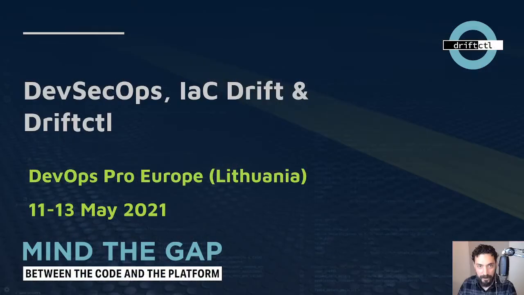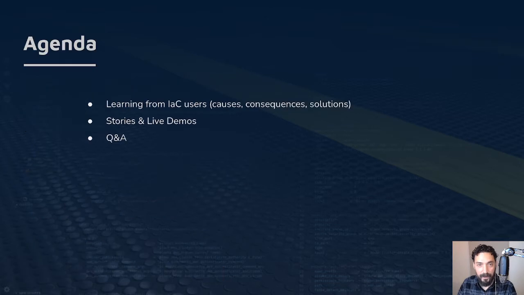Hi everyone. Welcome to this talk about infrastructure drift, infrastructure as code, DevSecOps, and in the end, driftctl, drift control. In this talk, I will briefly define what infrastructure drift is, what we learned the hard way, and then it's going to quickly become more live, with fun demos and stories. This will be a very hands-on talk, if you wonder.